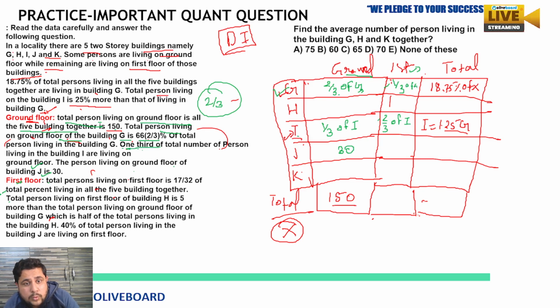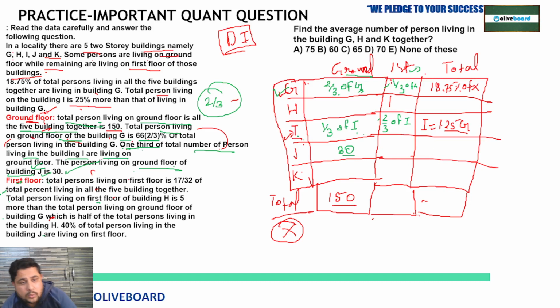One-third of the total number of persons living in building I are living on the ground floor. So for building I, one-third of the total number of persons of building I live on the ground floor, and the remaining will be on the first floor only. The persons living on the ground floor of building J is 30. So we have entered this 30. Whatever is given so far, we have captured.